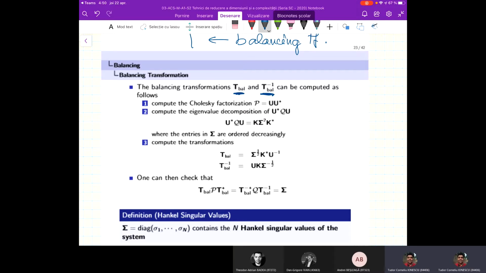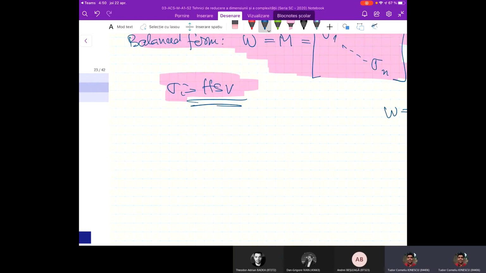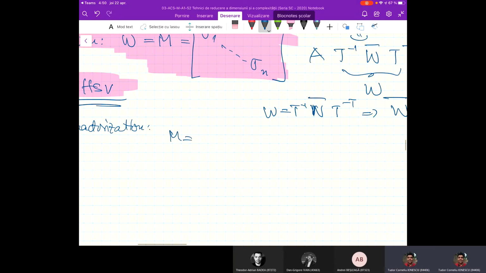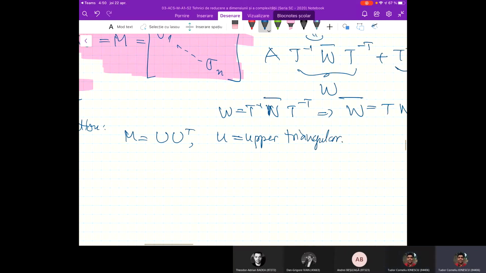First of all, you take the controllability gramian and you factorize it in Cholesky form. Okay, what's a Cholesky factorization of a matrix? Any such matrix M is U transposed times U, with U upper triangular. And this always exists. This is always possible.